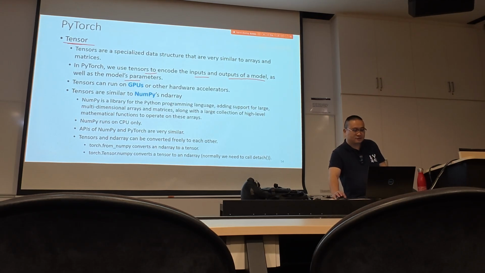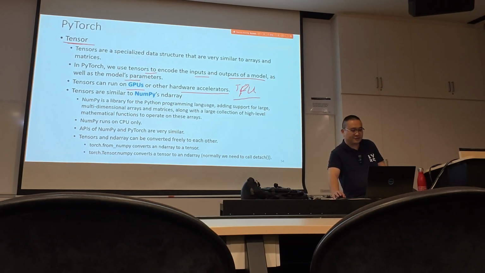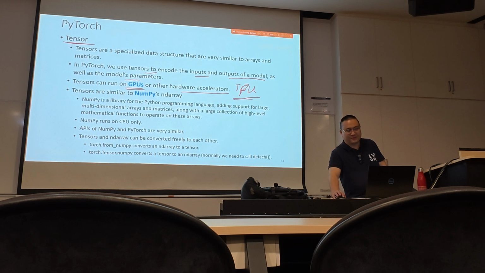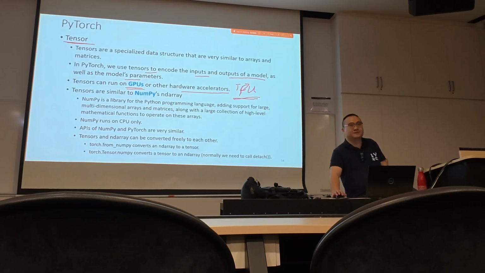And tensors can run on GPUs and other hardware accelerators. So in the future, if you graduate and work at Google, they encourage people to use their TPU instead of GPU. TPU is hardware developed by Google. So inside Google, you will be encouraged to use TPU. But for tensors, it's okay. They can work on GPU and also on TPU. So you don't need to worry too much about that. You just set up the environment and you don't even need to change your code.